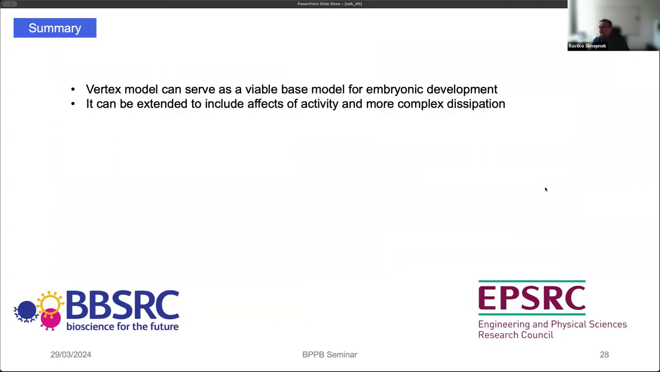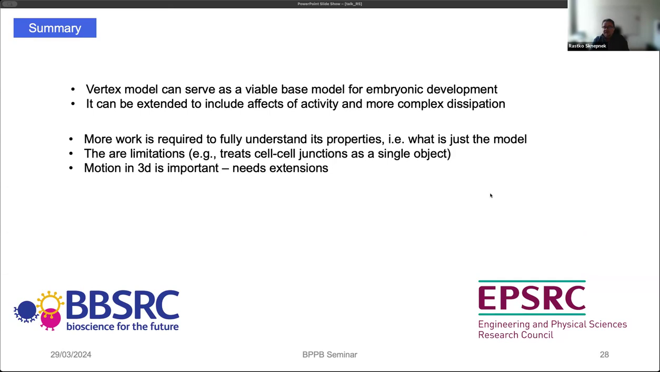So in summary, I think that the vertex model can tell us quite a bit. It's a very, very nice model. It allows very easy and direct extension to include processes such as dissipation and activity. However, there is much more work to be done. These embryos fold into the third dimension, so including the third dimension would be very important. There is quite some spectacular work out there. People are doing things like that.